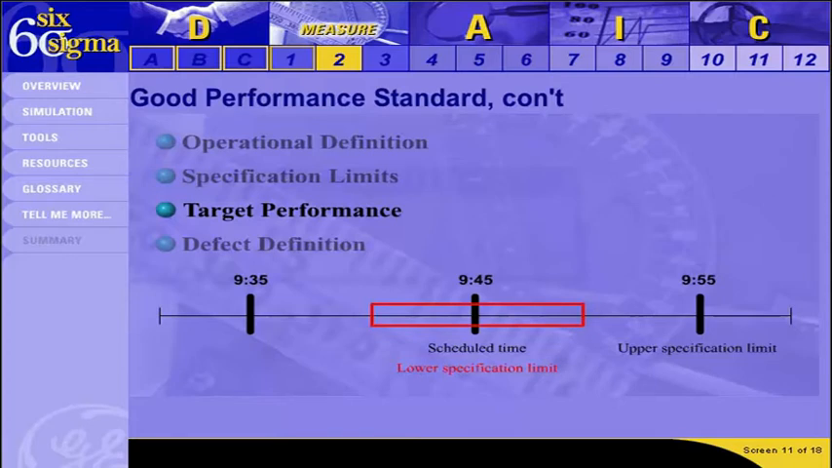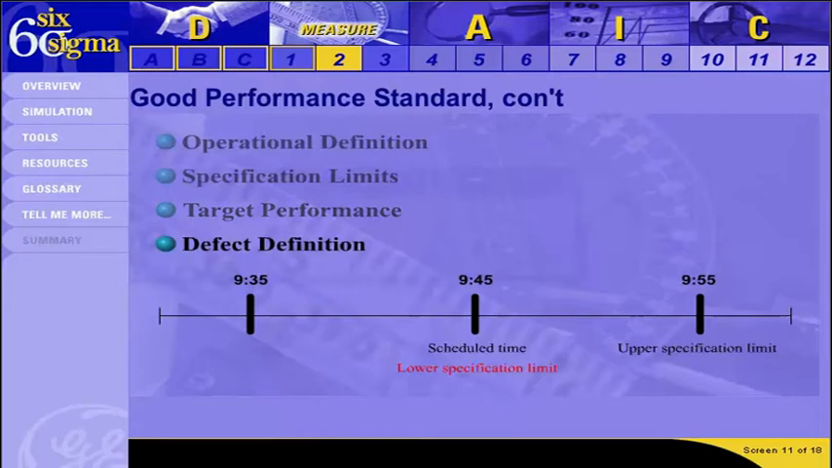But in the real world, there is variation in performance. Sometimes you're a few minutes early, sometimes a few minutes late. The goal of Six Sigma is to reduce that variation in performance so that you are as close to the target performance as possible, thus providing a high degree of customer satisfaction. You'll learn more about the statistical concept of variation in the Analyze section of this course.